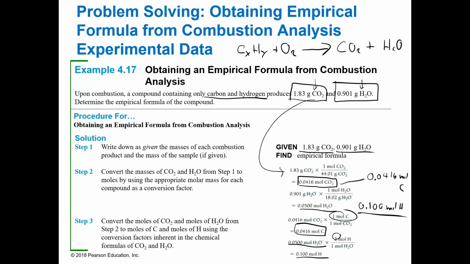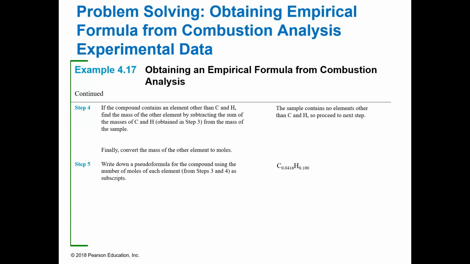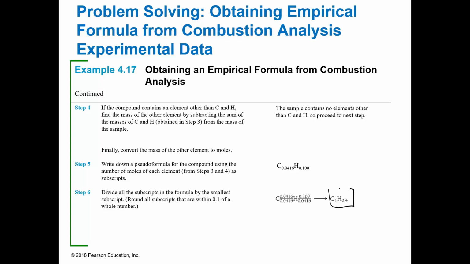They simply put those are the mole-to-mole ratios, right? So then you divide the largest by the smallest. Of course, carbon gives you 1, and if you divide 0.1 by 0.0416, you get 2.4. And then you play a game. You multiply that by 2 and see what happens. If you multiply that by 2, you get C2H4.8. That's not good enough.